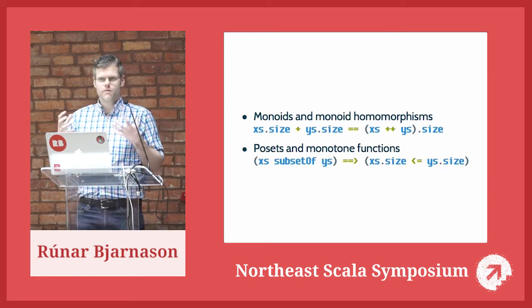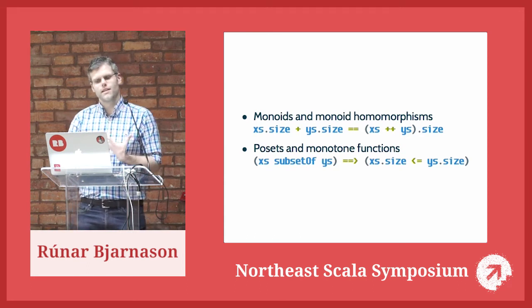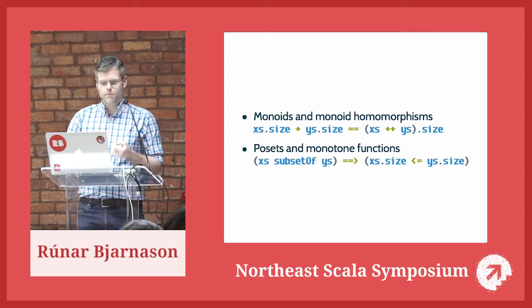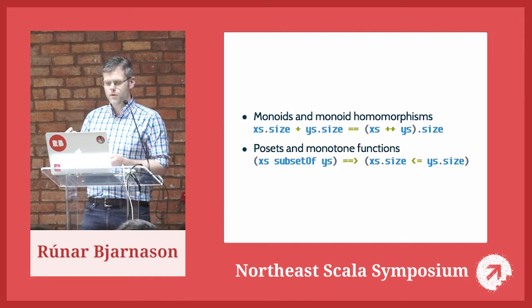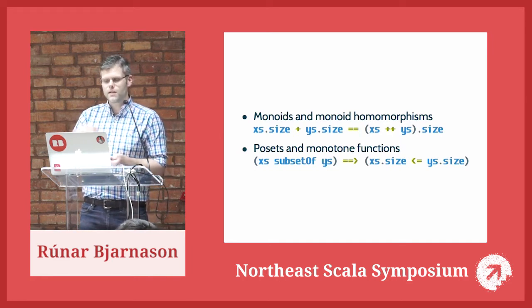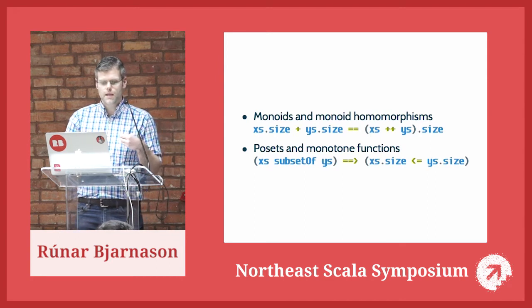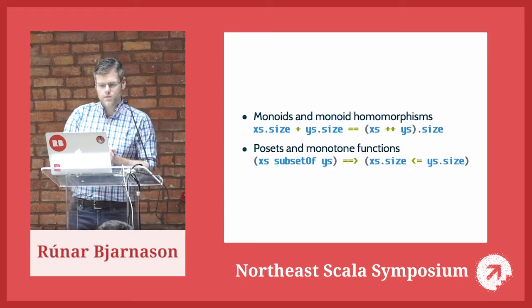So not only is every monoid a category in its own right, there's a whole category of monoids where the arrows are functions, and those functions are monoid homomorphisms in that they preserve the structure of the monoid. For example, taking the size of a list is a homomorphism between the list monoid and the integer addition monoid, because it preserves the relationship that the size of two lists added together is the same as the size of the composite list.